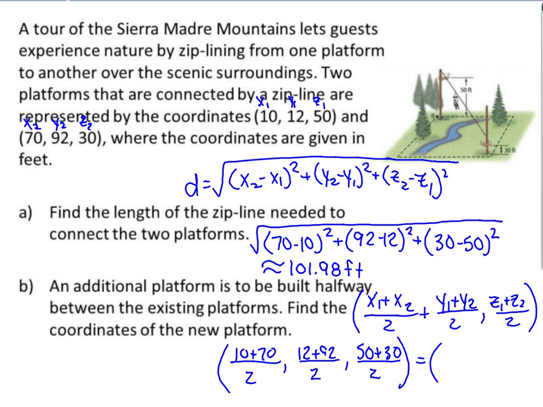10 plus 70 gives us 80. 80 divided by 2 is 40. 12 plus 92 gives us 104. 104 divided by 2 is 52. And 50 plus 30 is 80. 80 divided by 2 is 40. So if they want to put another platform that's exactly halfway between those, it should be located at the coordinates of 40, 52, and 40.